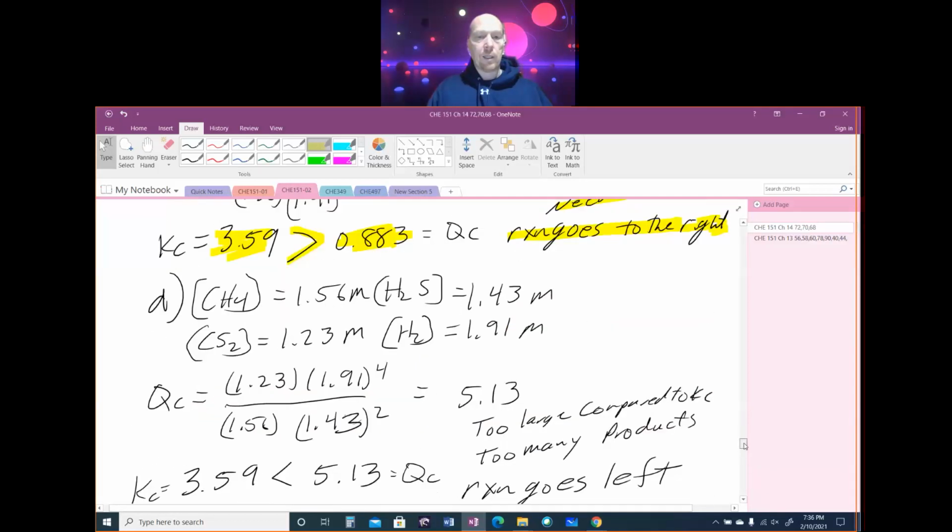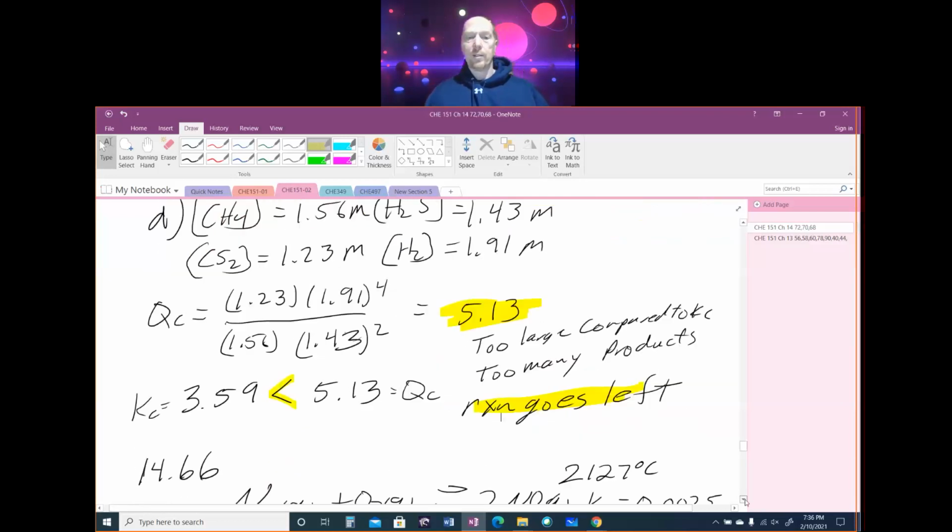All right, and then another set of data for your initial concentrations, a new Qc value. This time we get 5.13. And so 5.13 is larger than your Kc. So your Kc 3.59 is less than your 5.13. So this is too big. It has to go to the left to get rid of some of your products. You have too many products, not enough reactants. It has to go to the left. Again, your less than symbol points to the left, also gives you that it goes to the left.